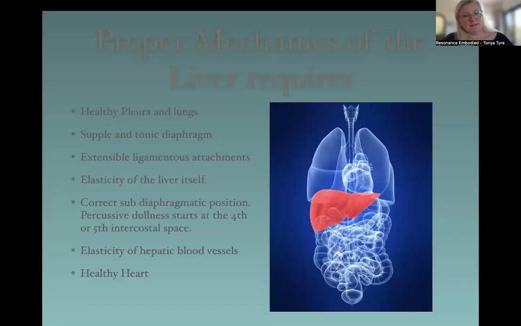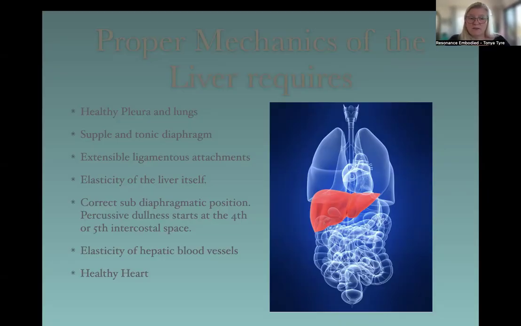Proper mechanics of the liver. Well, what does this require? I don't want to say it's just the liver, because it's not. So again, just considering the lungs and the pleura, we really want healthy lungs and pleura. We want those lungs to be able to expand and contract and glide and slide, have great negative pressure because they're super healthy. The pleura, again, needs to be able to glide and slide.